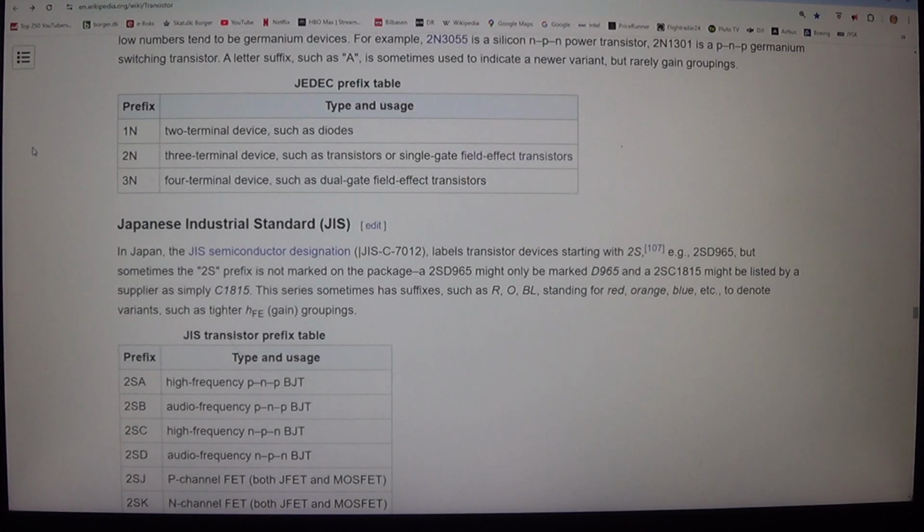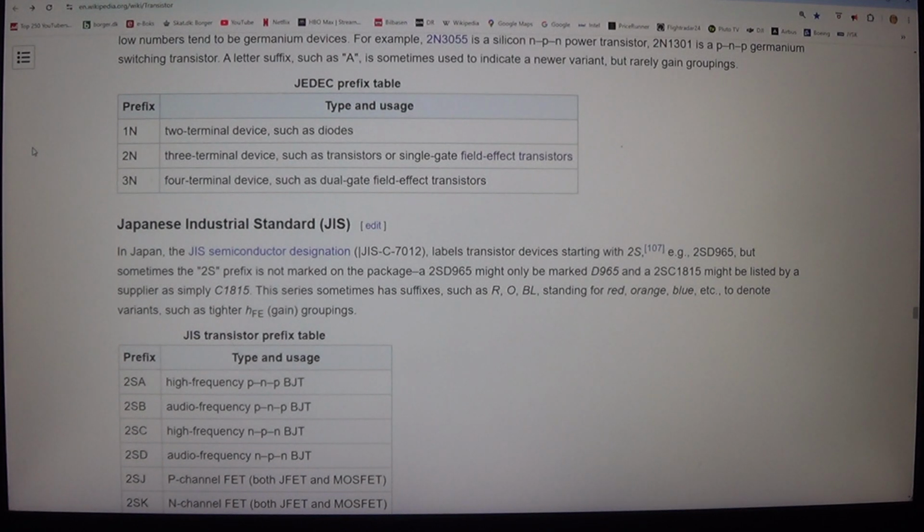JEDEC prefix table. Prefix, type and usage. 1N: 2-terminal device, such as diodes. 2N: 3-terminal device, such as transistors or single-gate field effect transistors. 3N: 4-terminal device, such as dual-gate field effect transistors.